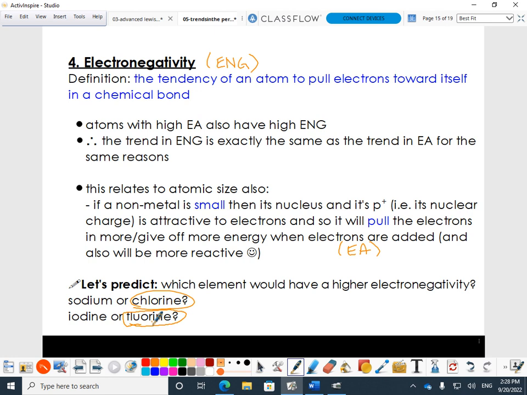Okay, so when you go down, the iodine is bigger, which is not attractive, right? So it has to be smaller. But don't worry, we'll write it out properly. That was just a prediction, okay?